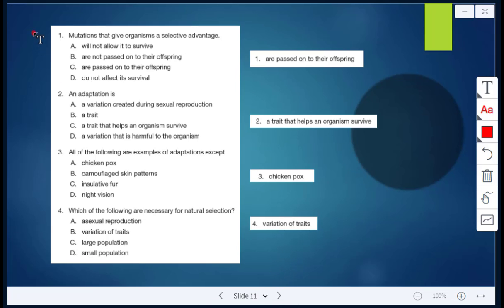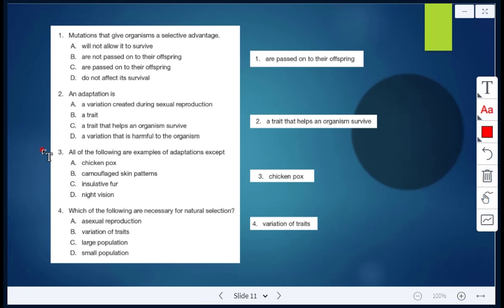All right, let's take a look at question 1 here. Mutations that give organisms a selective advantage. A, will not allow it to survive. B, are not passed on to their offspring. C, are passed on to their offspring. Or D, do not affect its survival. All right, so mutations that are giving organisms a selective advantage will be passed on to their offspring. An adaptation is a trait that helps an organism survive, so it would be C.